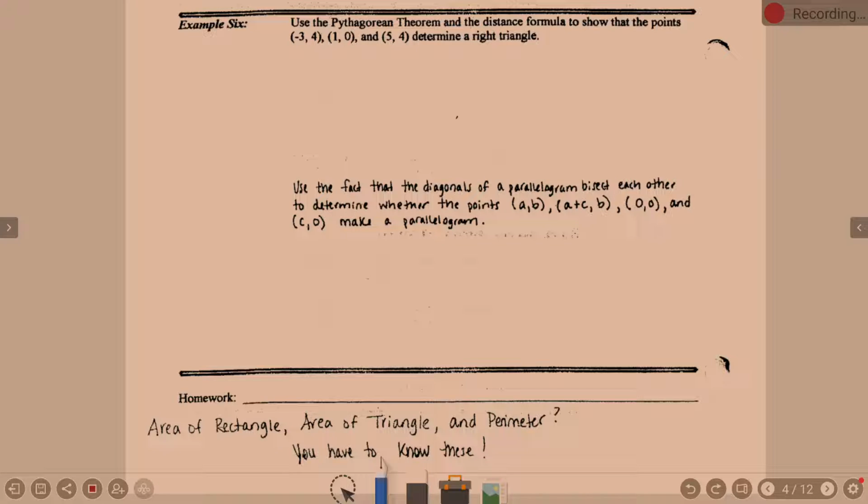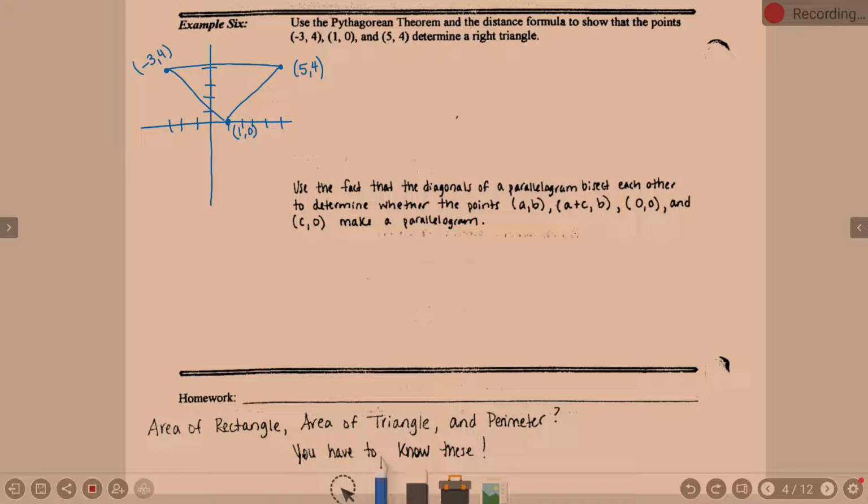So, I know one thing I do is I kind of sketch a picture here. I'm a visual person. And so if I sketch a picture, let's see, where is negative 3, 4? And as I said, it's a sketch, right? There's the first point. We have 1, 0, which is over here, right? And where's our other point? 5, 4. So we have this triangle here.